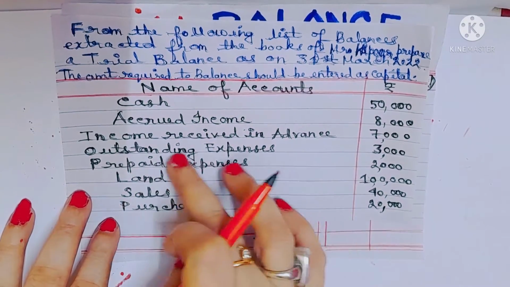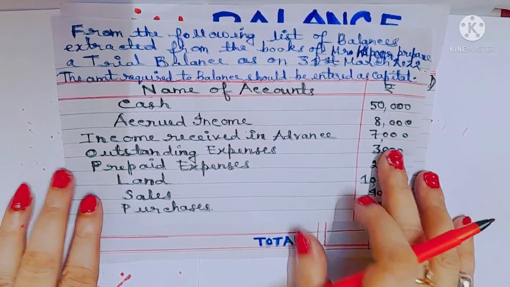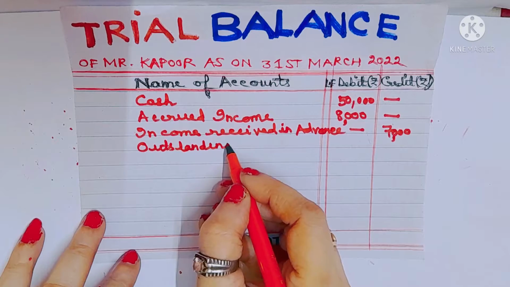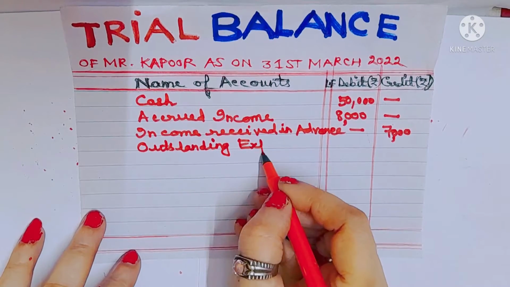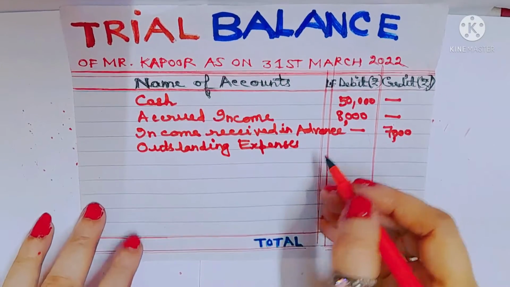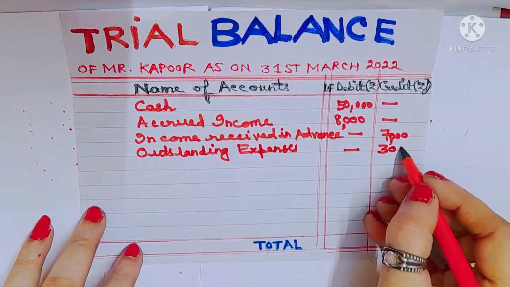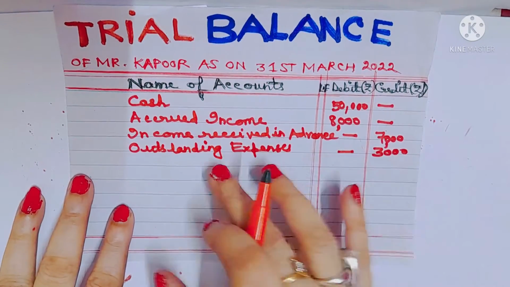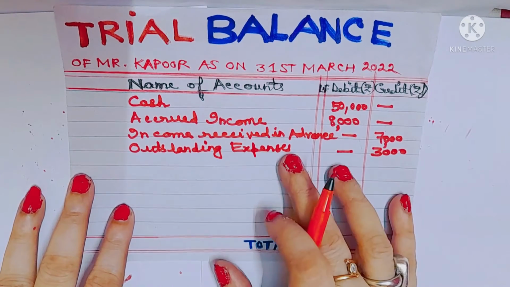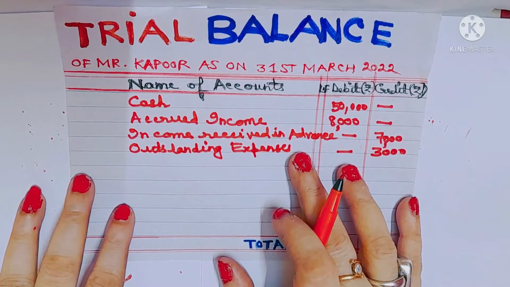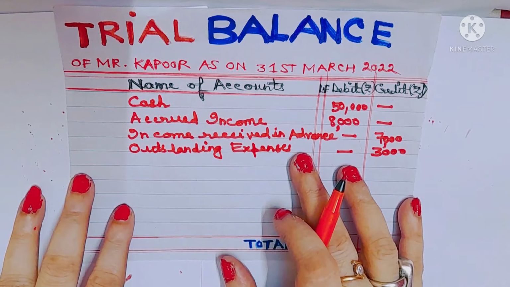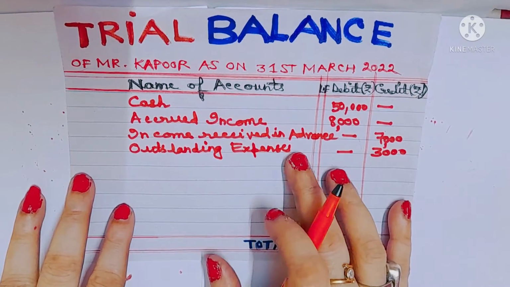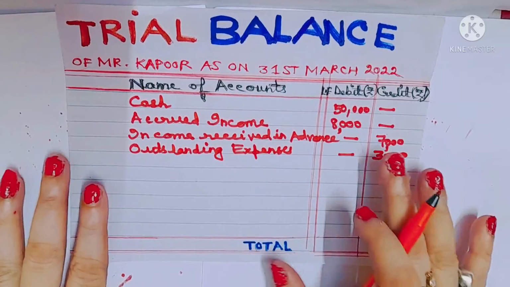The next account is outstanding expenses, 3,000. Let's write outstanding expenses. Outstanding expenses is a credit balance. That is the reason we are writing 3,000 in the credit column. Understood? But why is outstanding expenses a credit balance? Because outstanding expenses falls under personal account. According to personal account, the giver of the benefit is credit. Here, outstanding expenses is the giver of the benefit. So outstanding expenses will be credited. Understood? Let's see the next account.